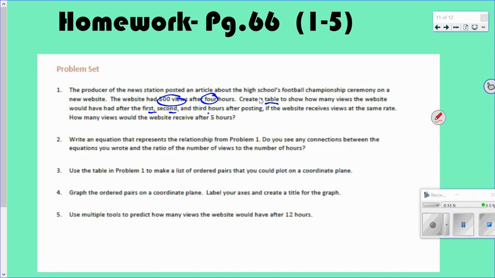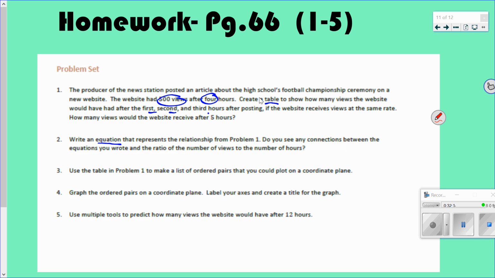I will warn you now. This is at 4. That's how many views there are. To find 1, I divide the 500 by 4. Then I can use that base value to build the rest of my table. You have to have that, because now you've got to do an equation to represent it.